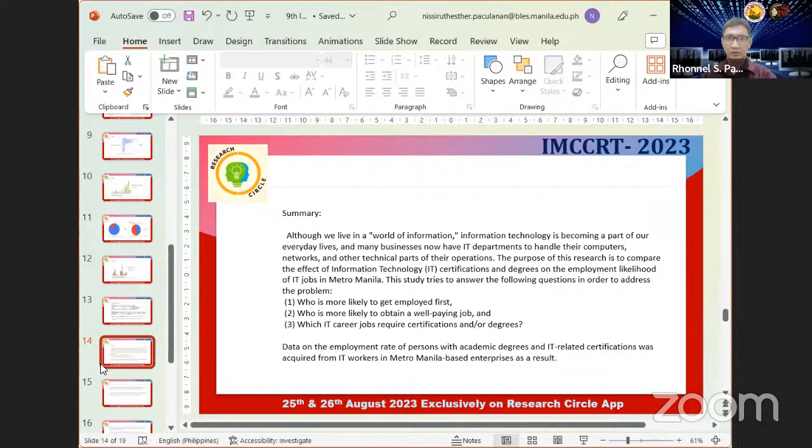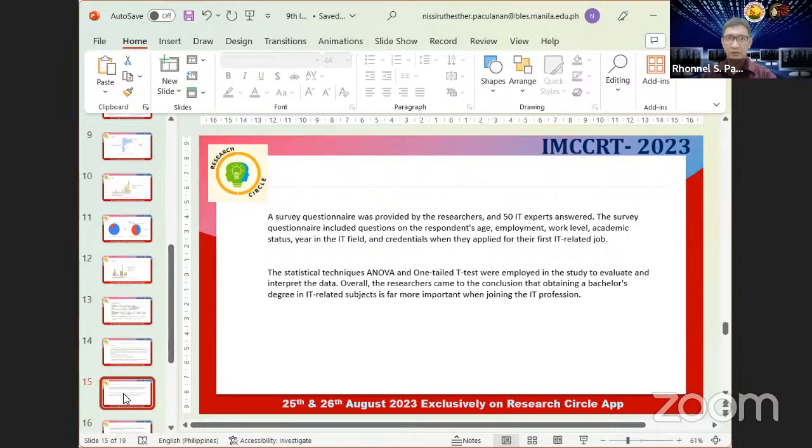Data on the employment rate of persons with an academic degree and IT-related certification was acquired from IT workers in Metro Manila based enterprises. A survey questionnaire was provided by the researcher and 50 IT experts answered, in different positions, in different areas, in different IT companies. The survey questionnaire included questions on the respondent's age, employment work level, academic status in the field of IT, and credentials when they applied for their first IT-related job.